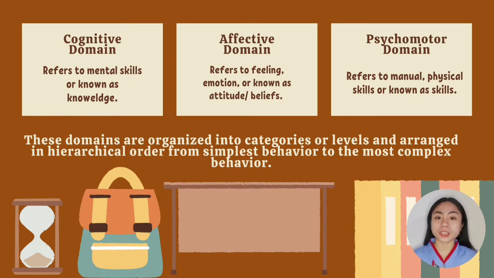Cognitive refers to mental skills, or known as knowledge. It is the head. Affective refers to feeling or emotion, or known as attitudes or beliefs. It is the heart. And psychomotor refers to manual or physical skills. It is the hands. Some refer to these 3 domains as KSA or ASK, or AST as it was changed. A is attitude or affective, S is skills, and K is knowledge. These domains are organized into categories or levels and arranged in hierarchical order from simplest behavior to the most complex behavior.